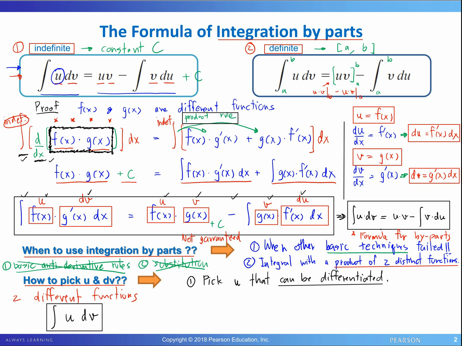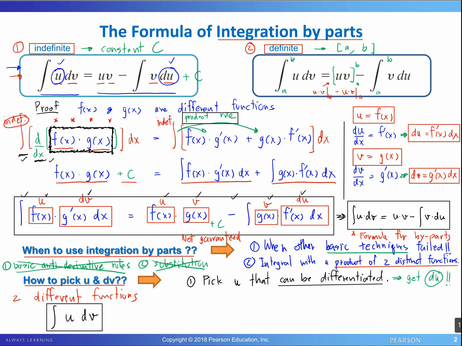As you can see, in order to use this formula, we need this. We need du. Without this du, we cannot continue with this calculation. So, starting out with u, we need du later. This means that the u that we pick must be possible to differentiate. So, let's add down here that u can be differentiated to get du for the formula.